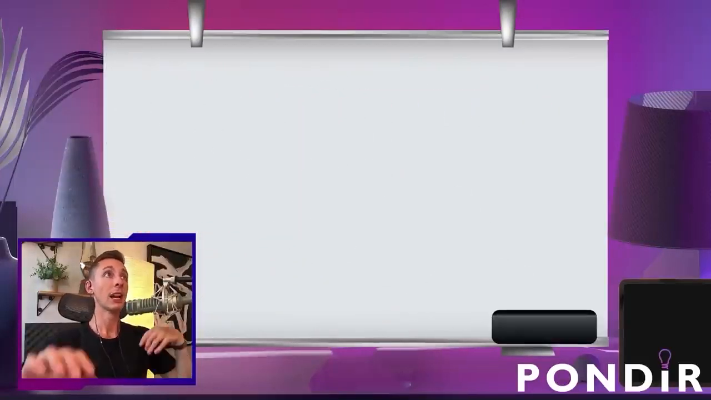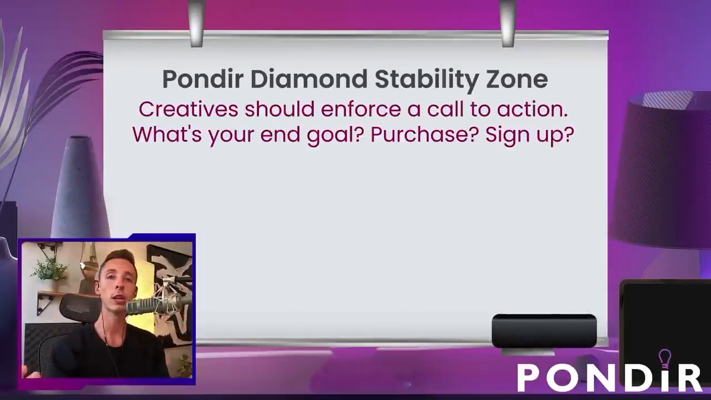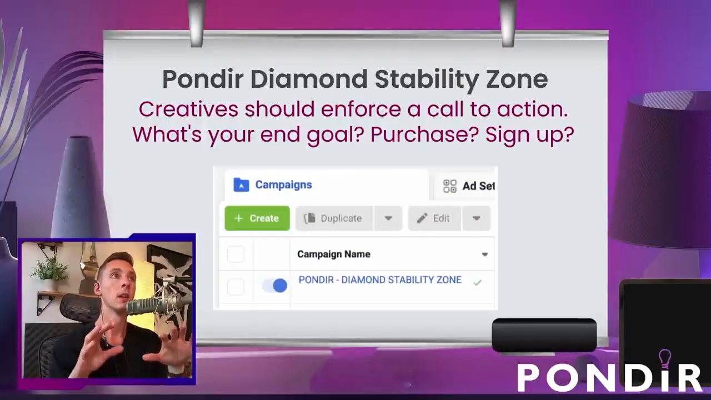All right, so onto the diamond stability zone. Creative should enforce a call to action. What is your end goal? Is it a purchase? Is it a lead? Is it a sign up to a website? The diamond stability zone is then where you go for that call to action.